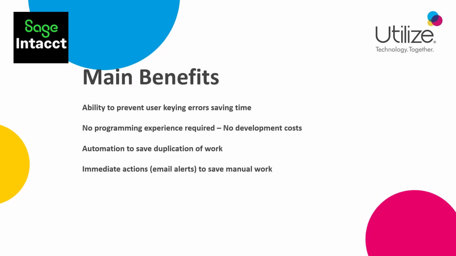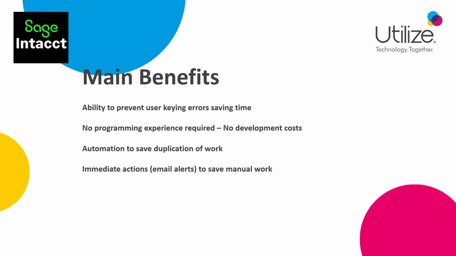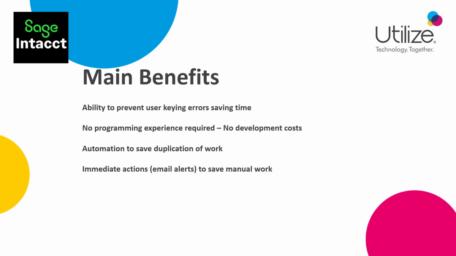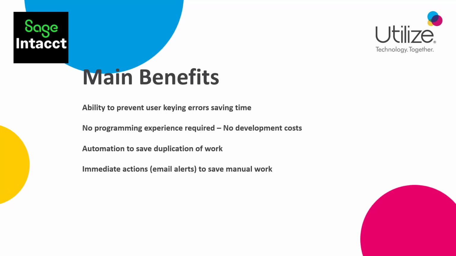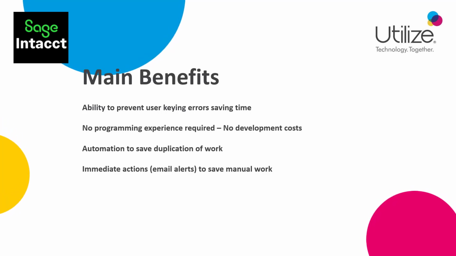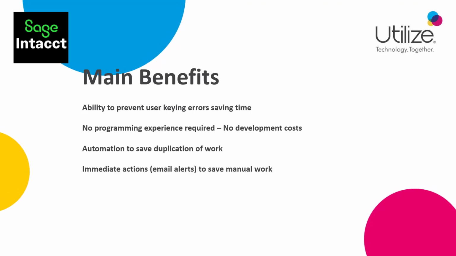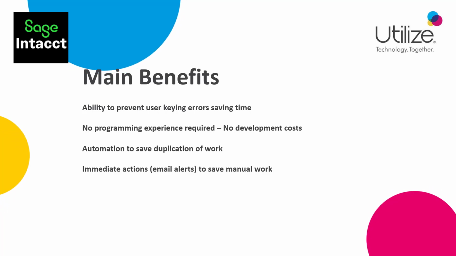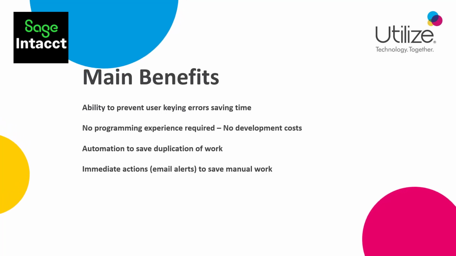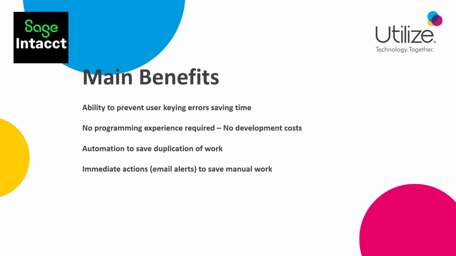So the main benefits of using smart rules and smart events are perhaps the ability to prevent the user keying errors, so it naturally saves time. There are no programming skills required to use these facilities. It's quite a simple wizard you go through to set up, so there's obviously no development cost in doing this type of thing. It can create automation that saves duplication of work, and it can send emails to people on certain conditions to save you having to manually come out of the application and send an email manually.